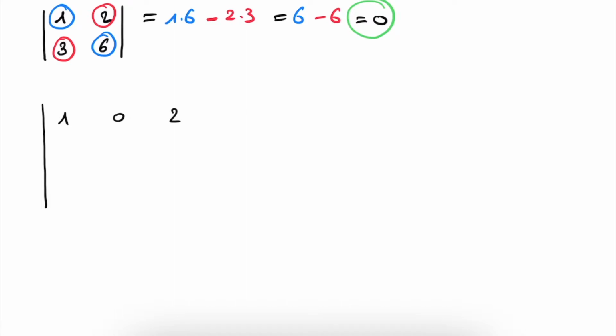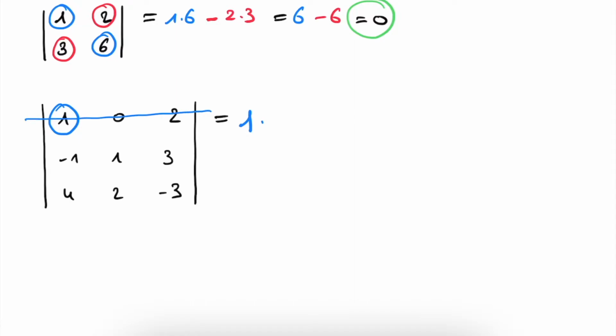The matrix is this: 1, 0, 2, minus 1, 1, 3, 4, 2, minus 3. How do we calculate this one? First, we take this first element here, copy it, and multiply it with the determinant that is formed by ignoring the row and the column in which this 1 is situated. The result is these 4 numbers, and we take the determinant of these 4 numbers.